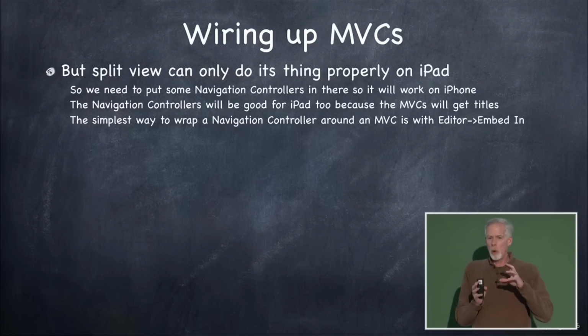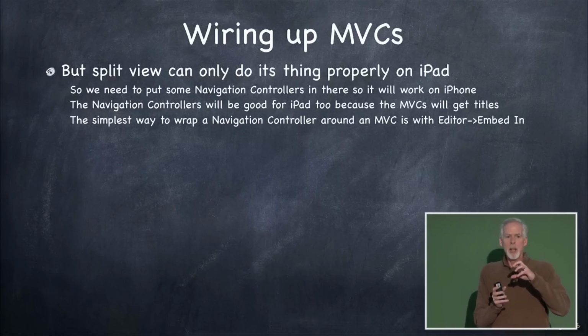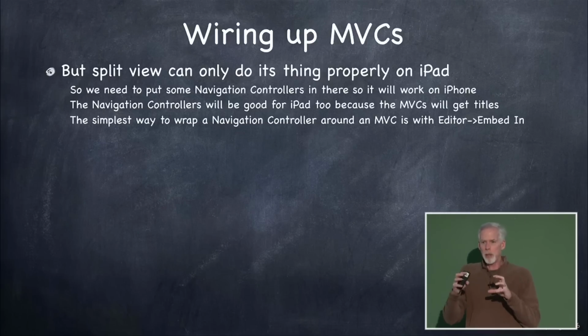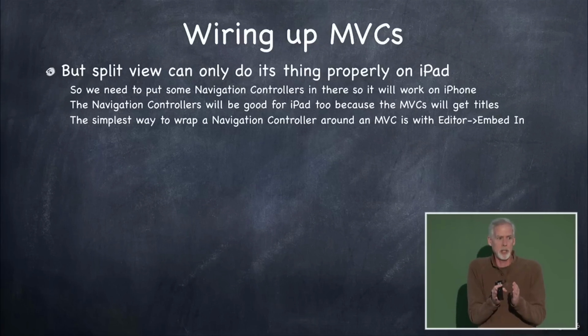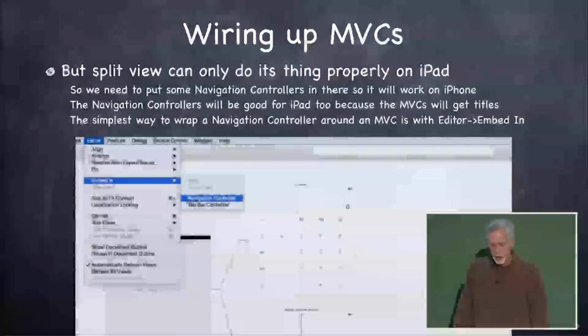But split view can only do what it does on iPad, right? There's really, on most iPhones, everything except for the iPhone 6 Plus, there's really not enough room to have a split view. So we want to simultaneously put the MVCs that are our master and detail of split view into navigation controllers. And then iOS is smart enough, if it's on iPhone only, okay, iPhone 6 or iPhone 5 or something like that, it knows not to use the split view controller. It'll only use the navigation controllers.